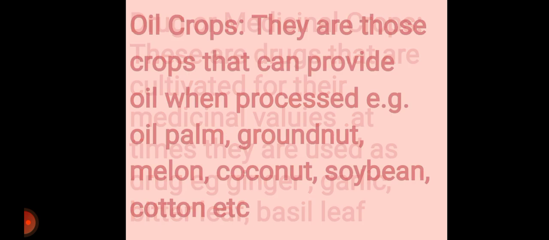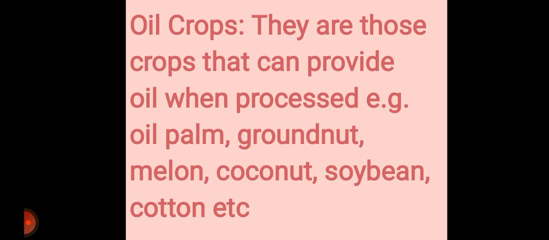And lastly, we have the oil crops. There are crops that can produce oil when processed. Examples of these oil crops are oil palm. Yes, when you process oil palm, that is when you get our red oil we use to make delicious meals. We have groundnuts. When they process groundnuts, they extract it and they give us groundnut oil.